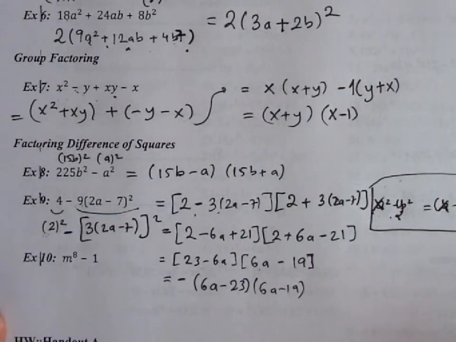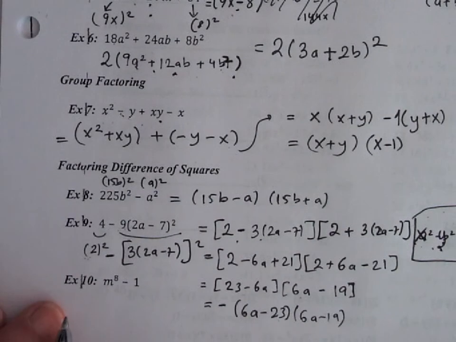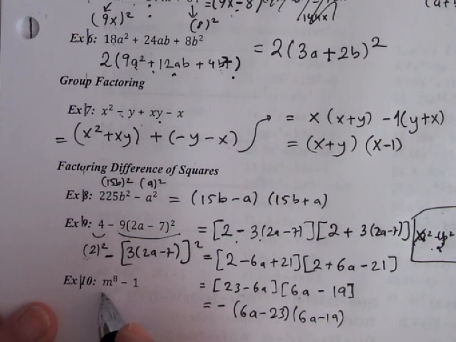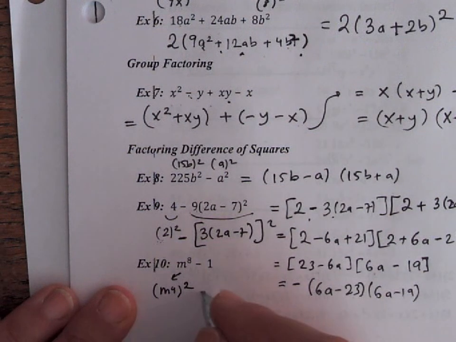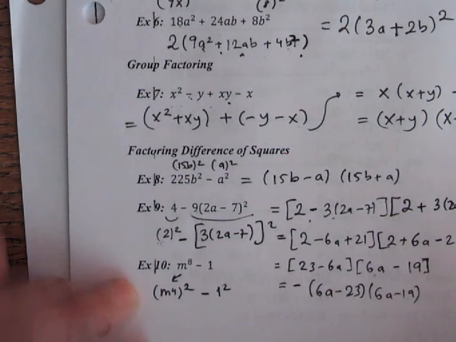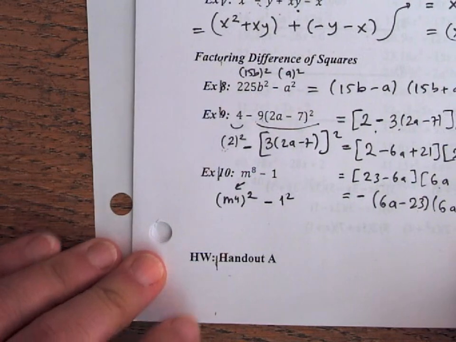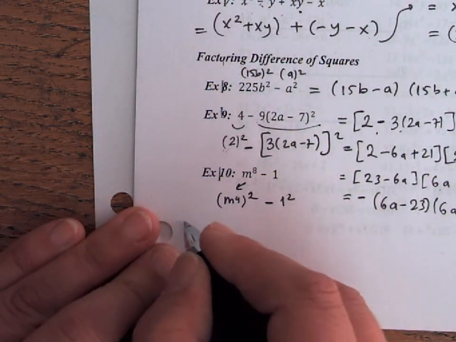Okay, that's the example on this sheet. We have m to the power of 8 minus 1. Now we are going to factor that. So check again if these are perfect squares. M to the power of 8 is the square of m to the power of 4, and 1 is the square of 1. Can you guys see? Okay, here we go. Now let's factor this.